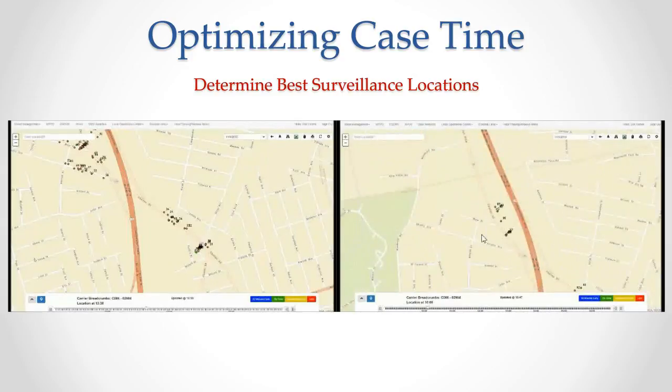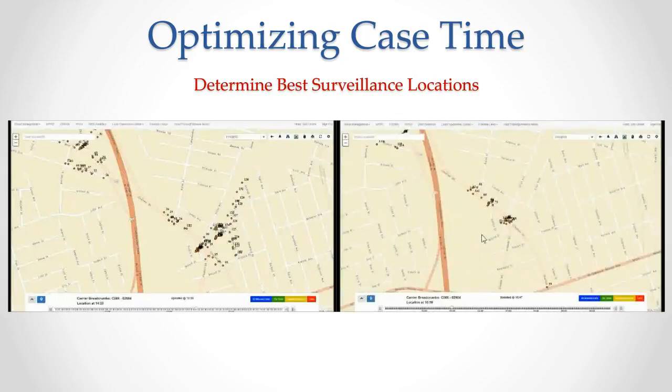So what's interesting is I helped the agent create these videos and send them to him. And what they did was they used this information to set up a camera pole at that particular location on the right where you see the carrier. And they were able to capture him delivering a package that day to a particular person.